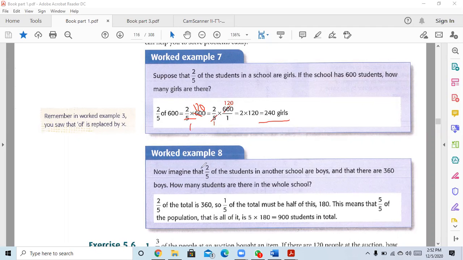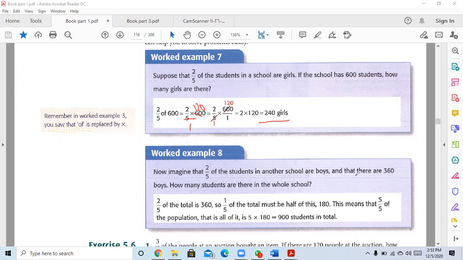Same like that, 2 by 5 of the students of another school are boys, and there are 360 boys. He said 2 by 5 are the boys, and the total once we count is 360. So how many total students are there?